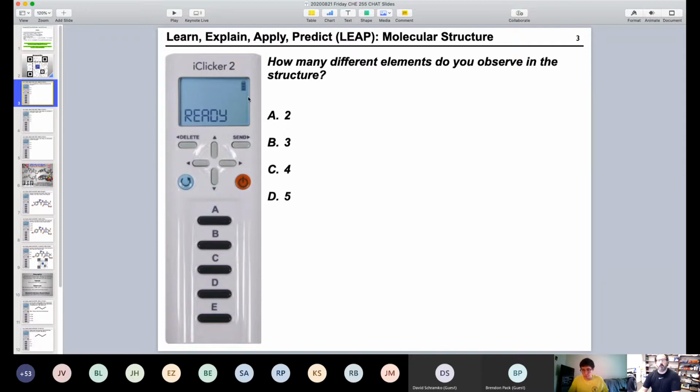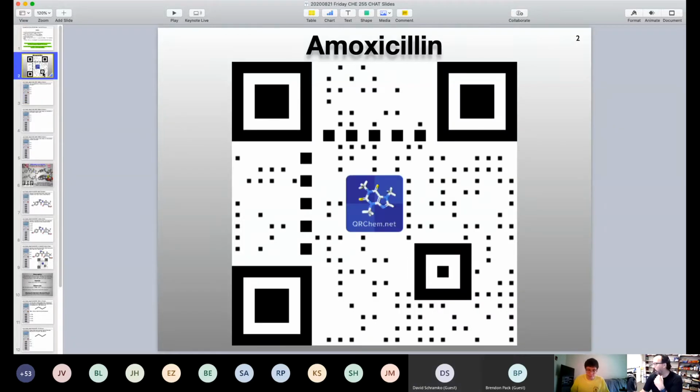So our standard intro question here, how many different elements do you observe in the structure? So if you put the 2D structure on, basically it will show up sort of in the corner there, and you can actually see what those elements are. So here's the QR code, QR code again if you didn't scan it.